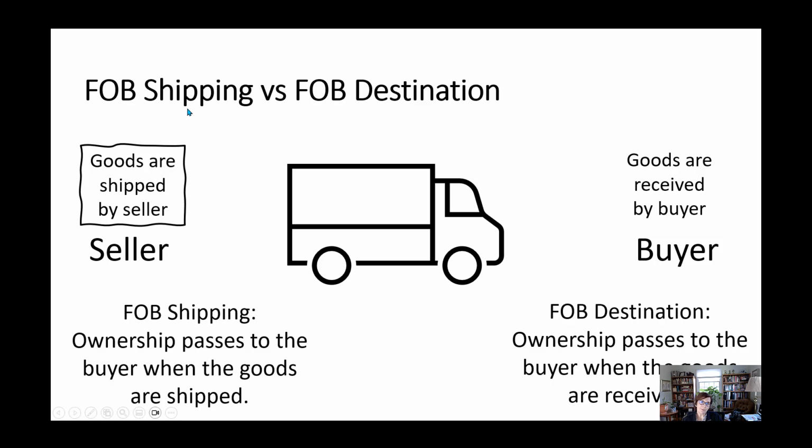So FOB shipping versus FOB destination has two important things. One is it generally determines who pays the shipping costs, and also it helps determine who owns these goods that are in transit. So if it's the end of the year and these goods are between buyer and seller, you use this to determine who they belong to.